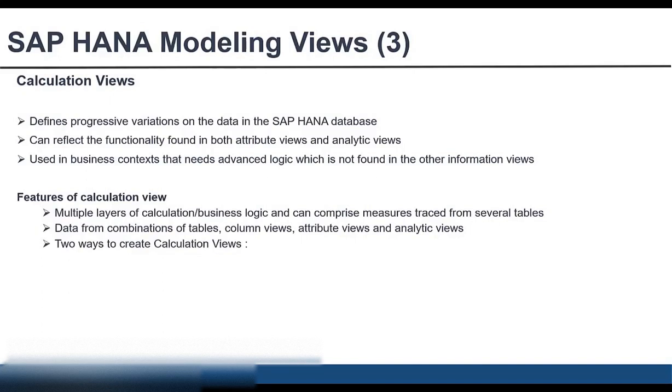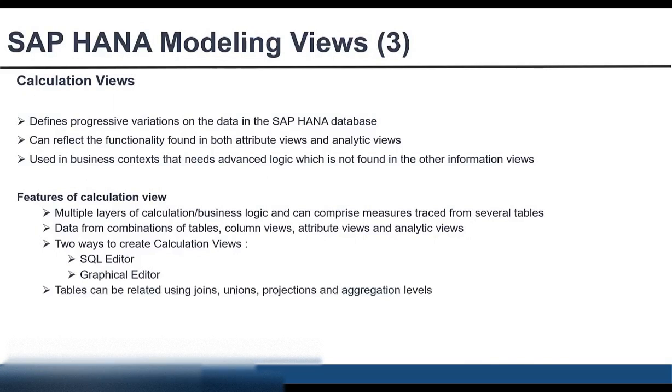There are two ways to create calculation views: SQL editor and graphical editor. In the SQL editor, we type all SQL commands to generate the view. The graphical editor, as the name suggests, is used for creating the calculation view by dragging and dropping certain tables to create a foundation and to create the columns and so on. Tables can be related using joins, unions, projections, and aggregation levels.